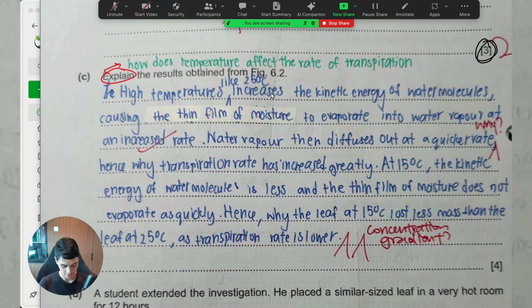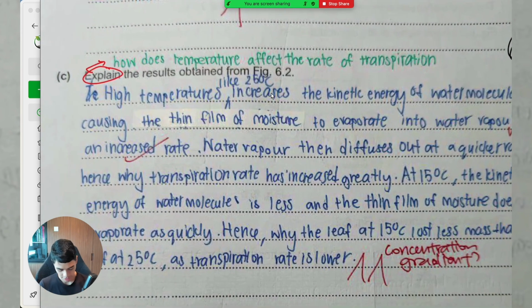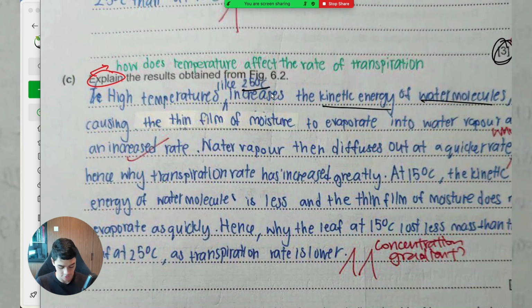Let's see what's missing in this student's answer in the first place. Okay, "higher temperature, like 25." No, I would just be straightforward about it. I'll say that for the 25 degrees one, it's a higher temperature than the 15 degrees setup. So the kinetic energy is higher. Kinetic energy of water molecules is higher. And so the thin film of moisture, that's very good, will evaporate into water vapor. I'll say into water vapor at an increased rate. Okay, yeah, that's fine. I'll add the word more: evaporate into more water vapor.